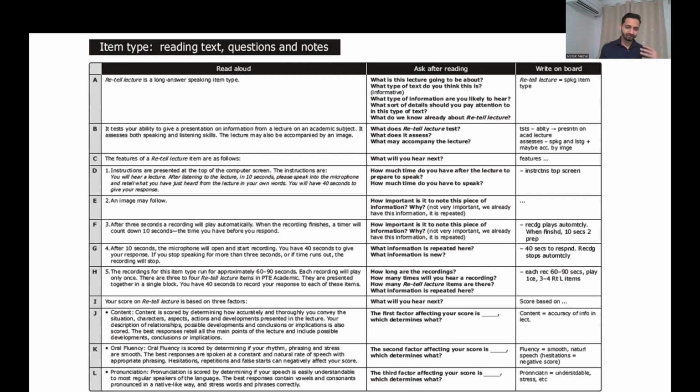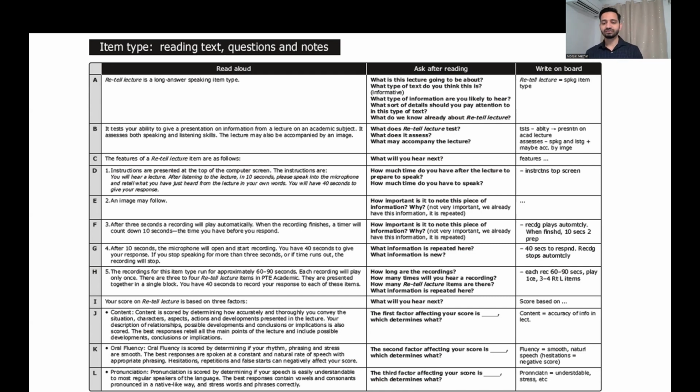Okay. Third factor is pronunciation. Pronunciation is scored by determining if your speech is easily understandable to most regular speakers of the language. The best responses contain vowels and consonants produced in a native-like way and stress words and phrases correctly.